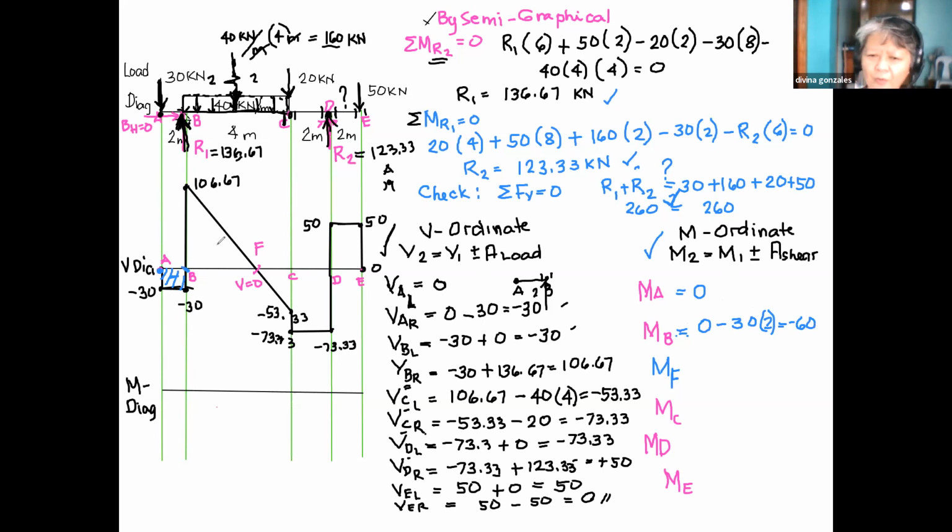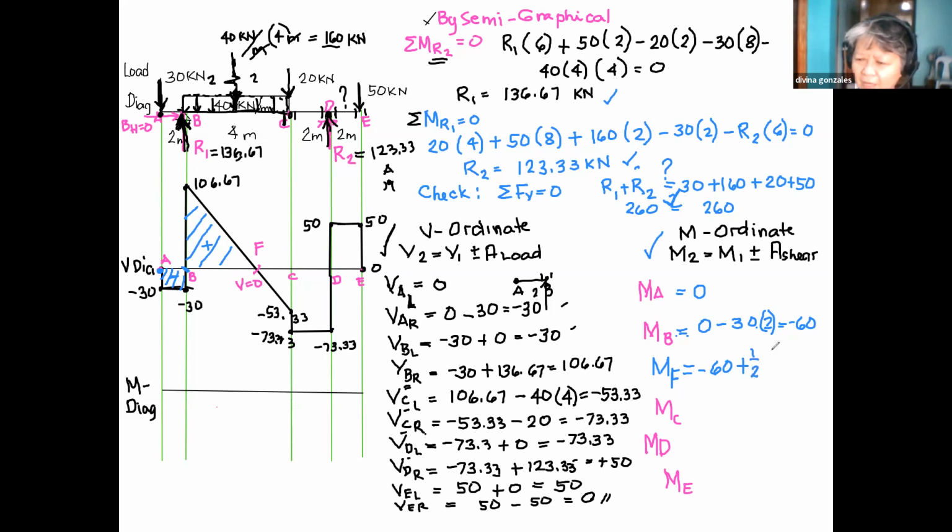Now, when I go to moment at F, I have to consider this area. This is now the area that is positive kasi above the reference line. So, moment at F is nagsimula sa negative 60, palagi equal sa nauna, so negative 60. Tapos, I have to add. Kaya lang, ang area na ito, triangle. So, it's 1/2.